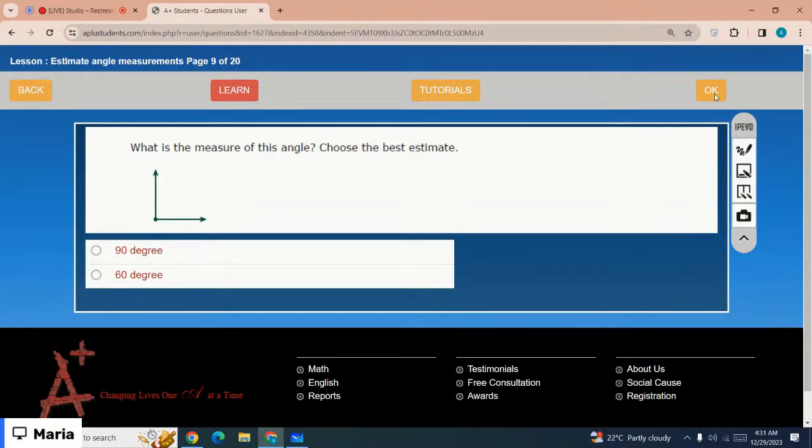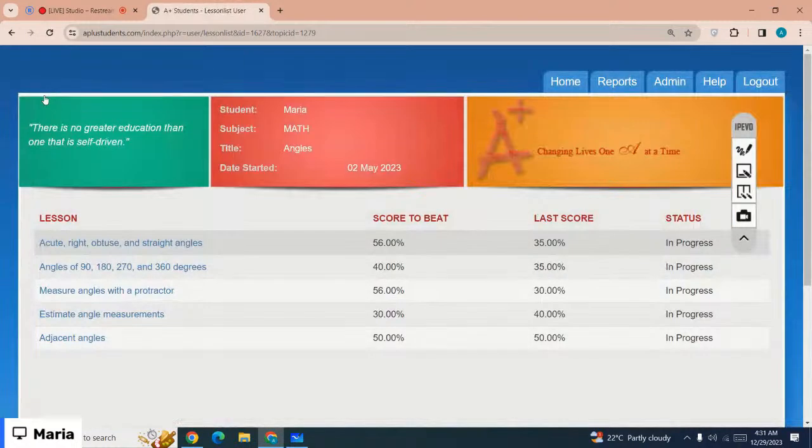Okay, you can complete the lesson by yourself later today. Let me just move on to the next lesson. The next lesson is adjacent angles.